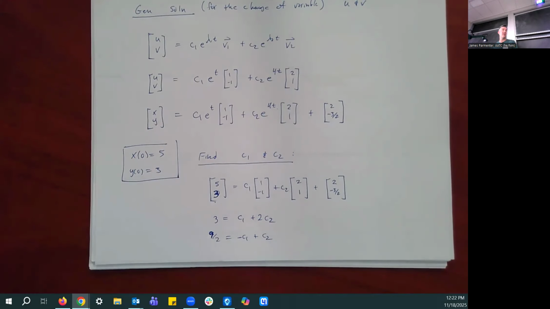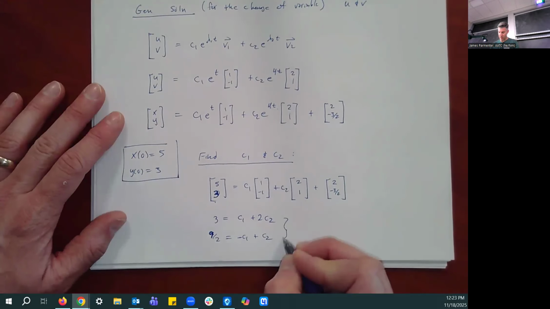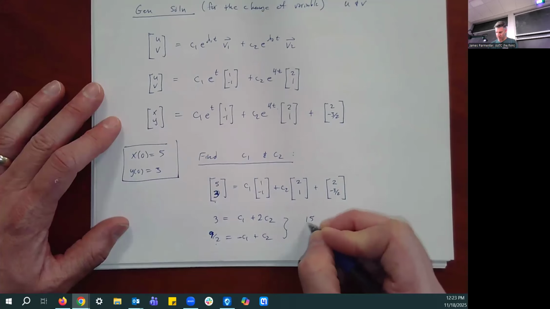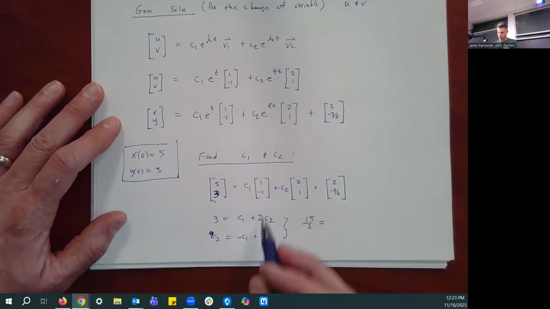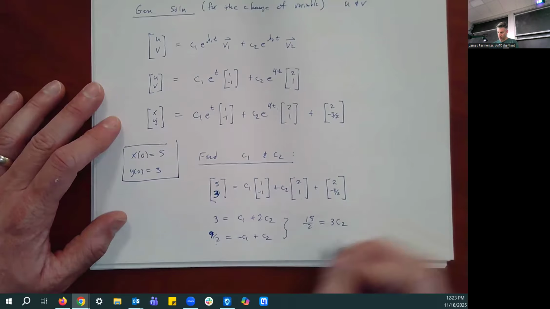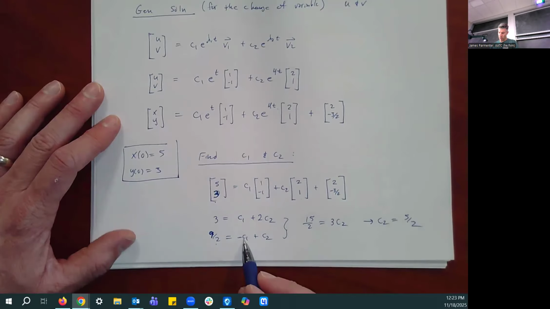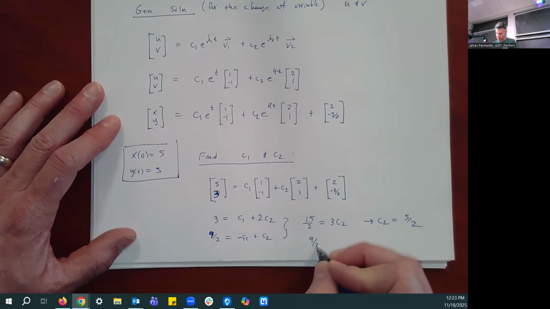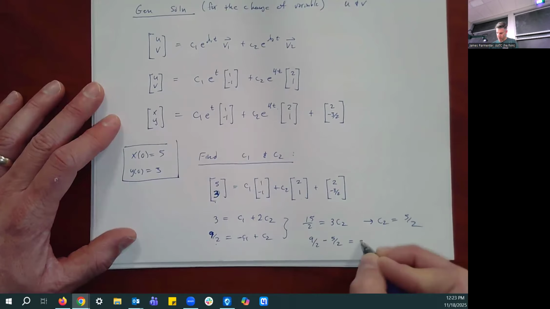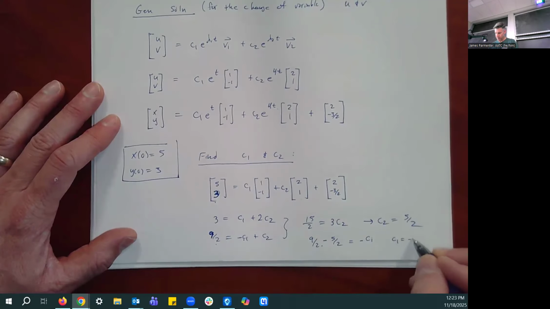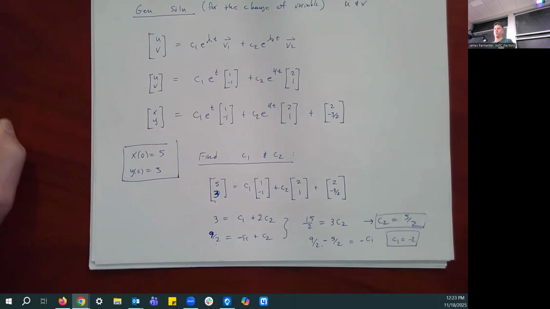Here I see that the C1s will cancel if I add these together. So adding these together is going to give me 3 plus 9/2, which is 6/2 plus 9/2, which is 15/2, equal to 0 C1 and 3 C2. So dividing by 3, it looks like C2 is going to equal 5 over 2. And then if I solve for C1, 9 over 2 minus 5 over 2 is equal to negative C1. So 4/2 or 2 is negative C1, so C1 is negative 2. And then technically you should probably go back and write the whole solution with the C1 and C2 plugged in, but like, let's not.